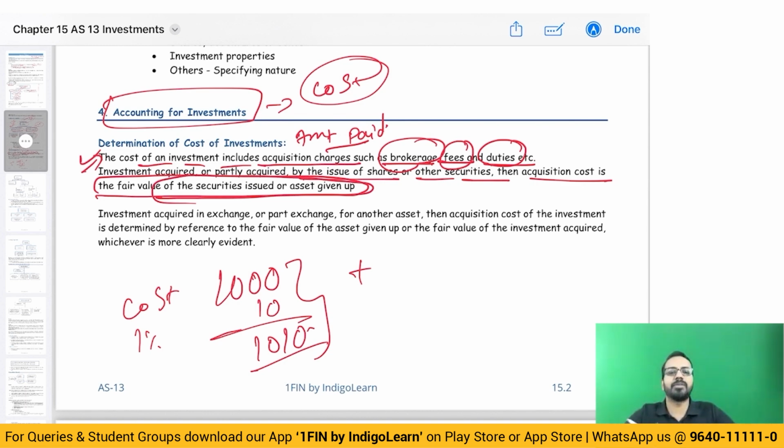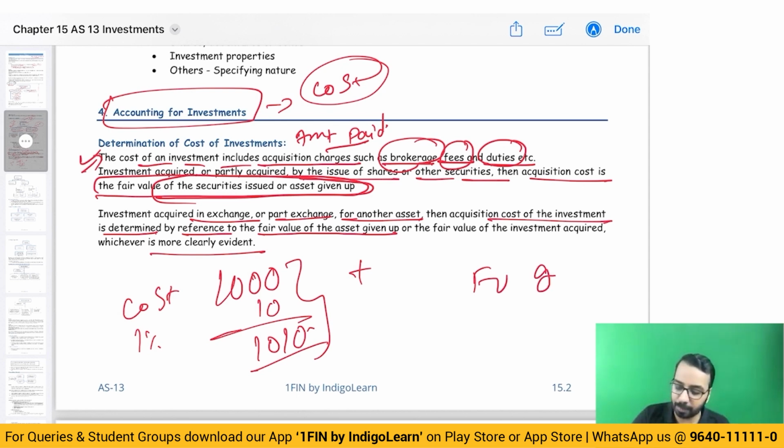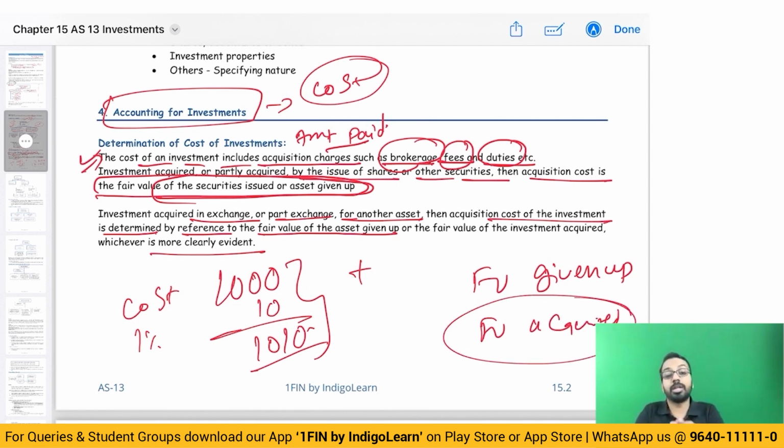Always, first preference is given to what you have given up. If you have acquired it in exchange or part exchange for another asset, the cost of investment is determined with reference to the fair value of the asset given up. Again, here also the fair value of the asset given up. But if the asset acquired is more evident, then we will take that. The same principles we learned in Accounting Standard 10 and Accounting Standard 26 apply here. If the asset acquired is more evident, then the fair value of the asset acquired. More evident means it is more clear. That is what the cost is.